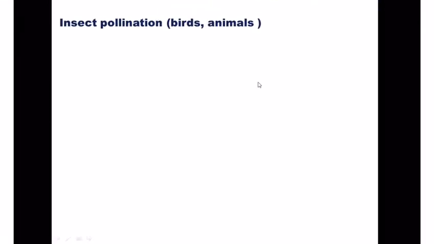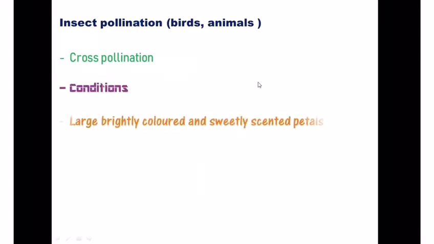The next one is insect pollination. It's very common among plants. Insects like bees, flies, wasps, moths and beetles help in pollination. A certain condition for this pollination is that the flowers should be brightly colored and produce some scent and fragrance to attract the insects. They produce nectar as food for the insects.